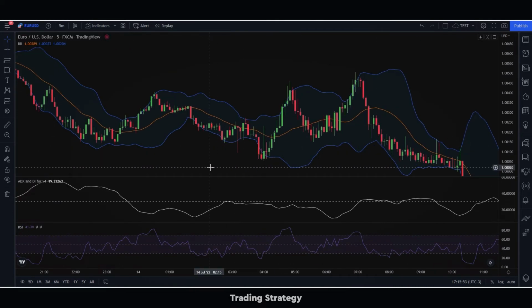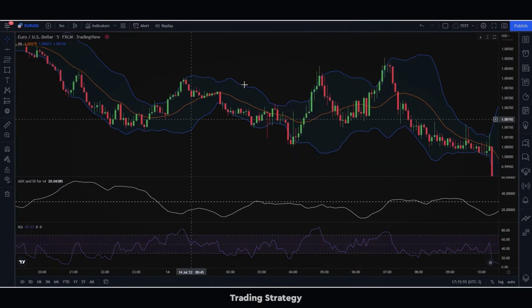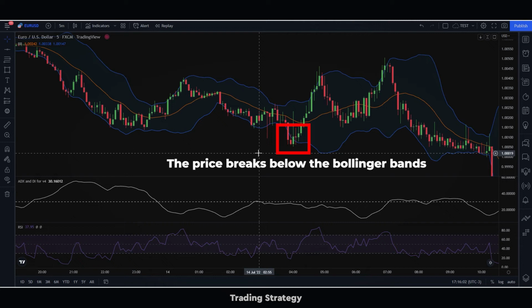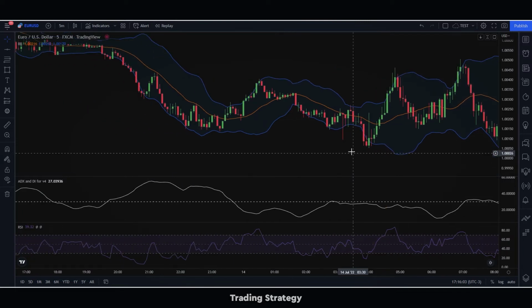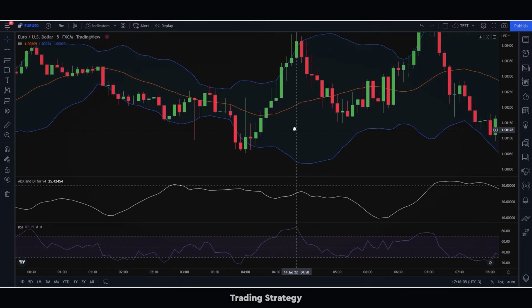To carry out a buy operation, as we said at the beginning of the video, we must wait until the price is not in a very volatile situation. We will then wait for the price to break below the Bollinger Bands, and the RSI and the ADX line are below 30. If this is true, we will wait for the price to touch the Bollinger Bands again to carry out the buy operation.